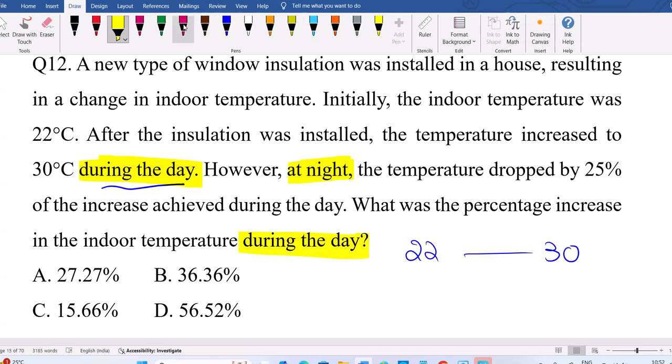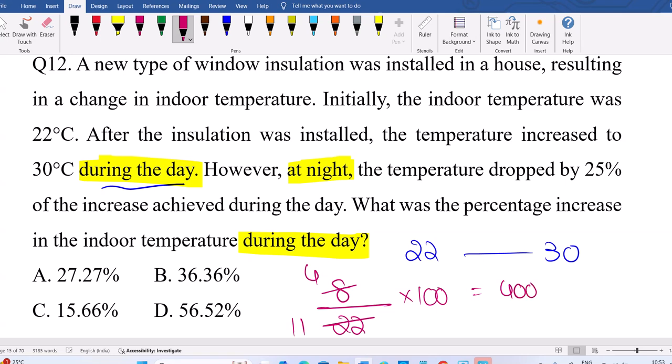22 becoming 30 is increasing or decreasing? Increase. It's like profit percentage. What is the profit here? Profit should be calculated with respect to cost price. Cost price is the initial 22. Percentage increase is the increase with respect to the initial value. Increase is 8, so 8 by 22 into 100, which is 400 divided by 11, which is less than 40%.